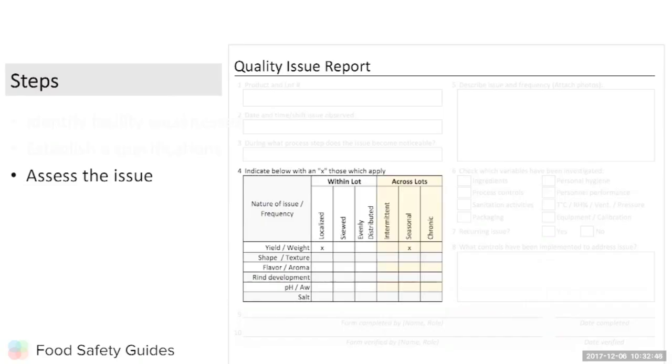And that's within a lot, but you should also be looking across lots. Is this something that's just happening in the fall? Is it happening intermittently across the year?